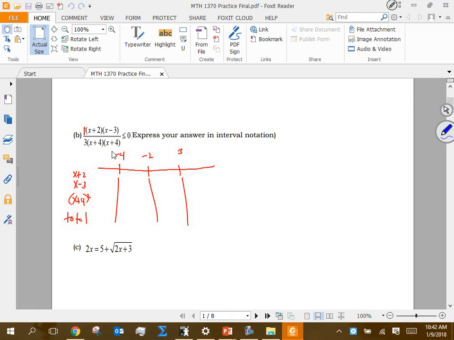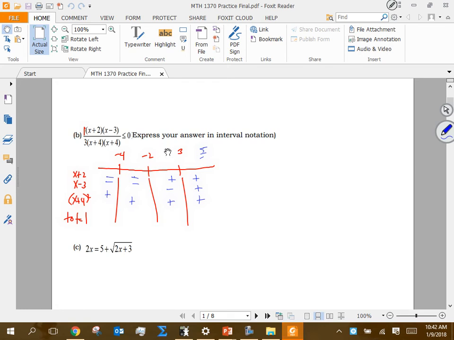So then if I do that, this is going to be negative, negative, and then positive. This will be negative, negative, and then positive as well. This one here will be positive, negative, positive. And the last one's going to be positive, positive, positive. And that's just taking, like I said, take the number 5 and plug it in here. 5 plus 2 is a positive number. 5 minus 3 is a positive number. 5 plus 4 squared is a positive number. And then doing that for each one of these.